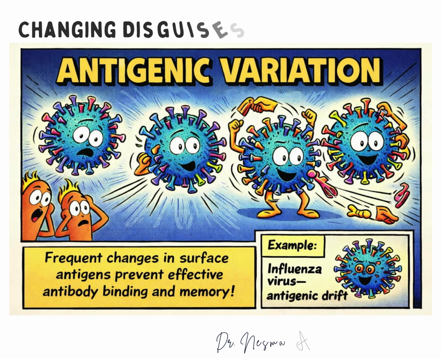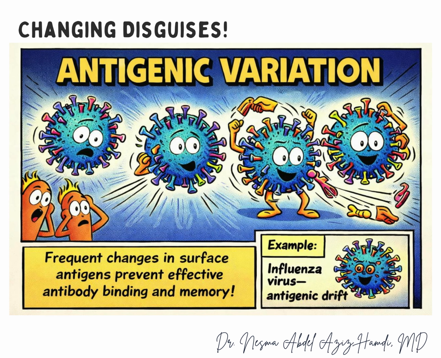We'll start with antigenic variation, which involves frequent changes in microbial surface antigens, preventing effective antibody binding and immune memory. Influenza virus antigenic drift is a classic example, which involves the gradual continuous accumulation of point mutations in the genes encoding the surface proteins of the influenza virus.